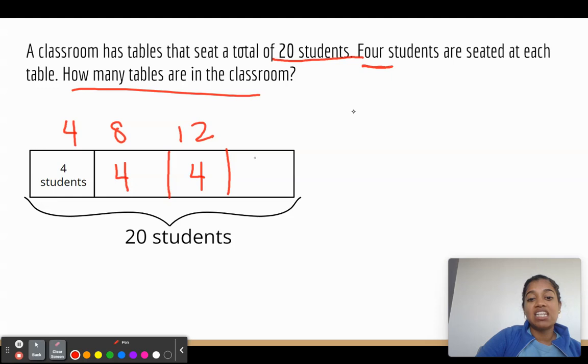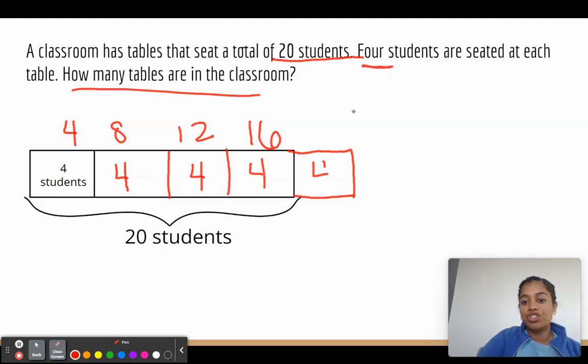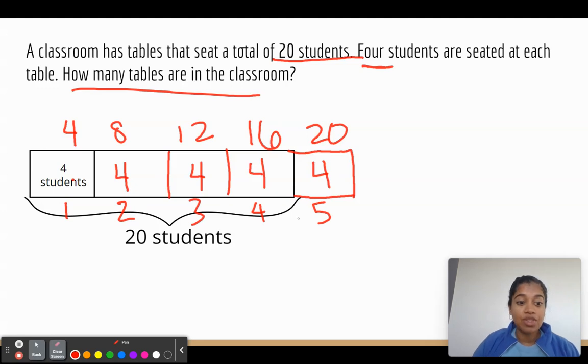And then if I add another table, that's going to give me 4 students. Ooh, I should have done another one. That's going to be 4 plus 12, which is going to be 16. I have 20 students, so I need to make another table. I use too much space, so I'm going to just add another square to my strip diagram. And 4 students can sit at that table. So if I add 4 to 16, that's going to give me 20. So how many tables do I have? I have 1, 2, 3, 4, 5 tables.